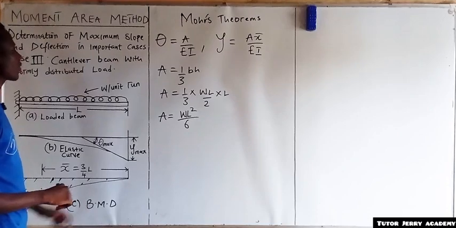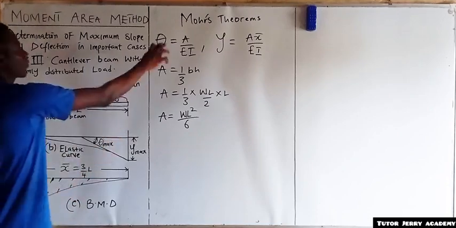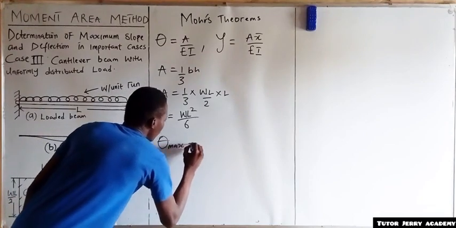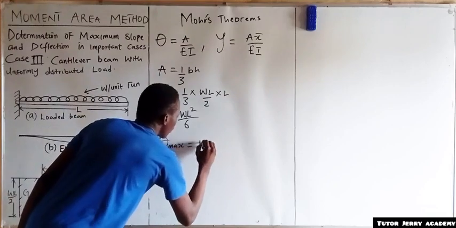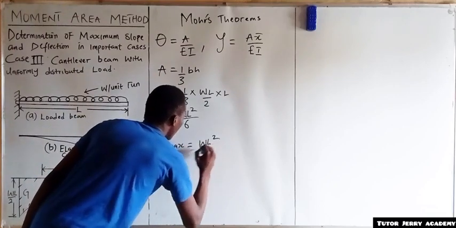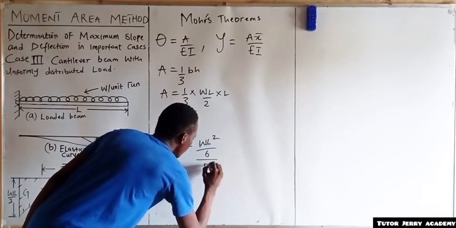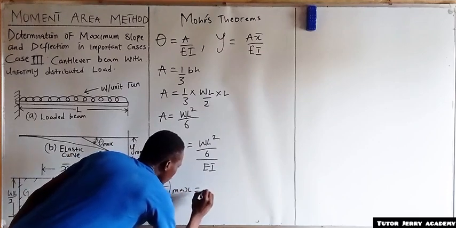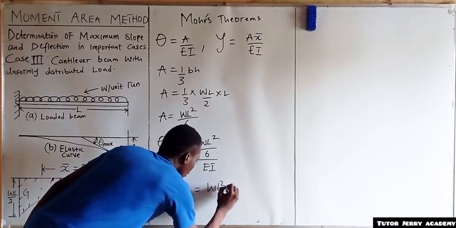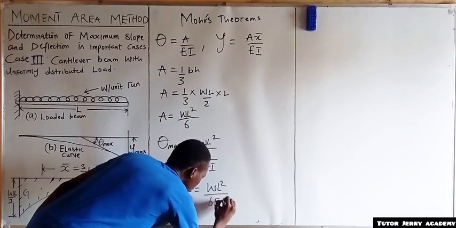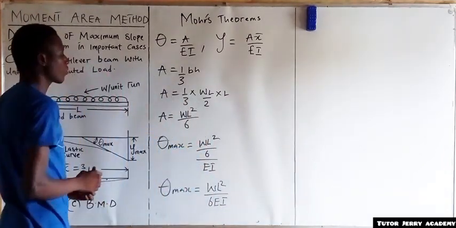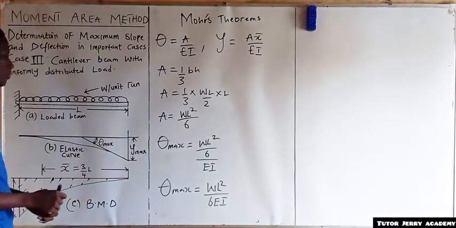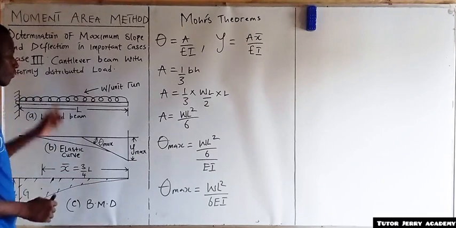Now let's substitute the value of A in our slope equation. It implies that theta max will be equal to WL square over 6, all over EI, so theta max equals WL square all over 6EI. This is what we have as our maximum slope for this case.